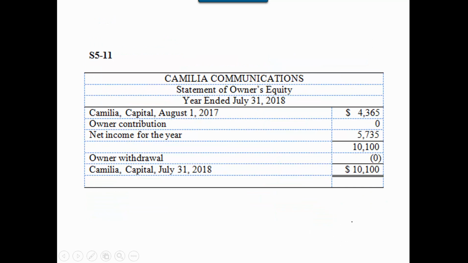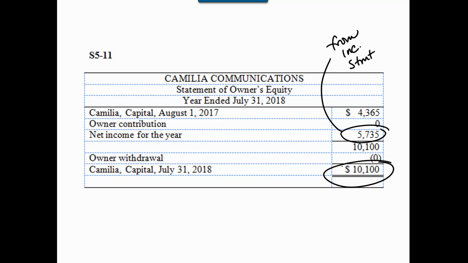So here's my statement of owner's equity, my beginning capital balance, plus the net income that we just calculated on the income statement. Gives me a new capital of 10,100. This is the one I want to use on my balance sheet.